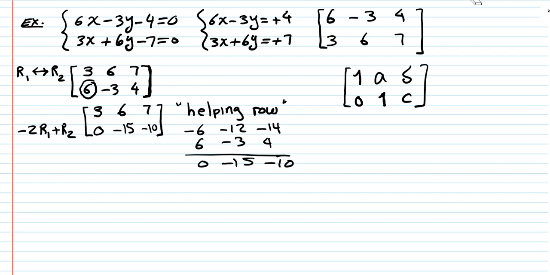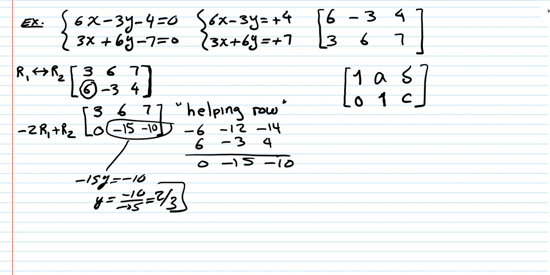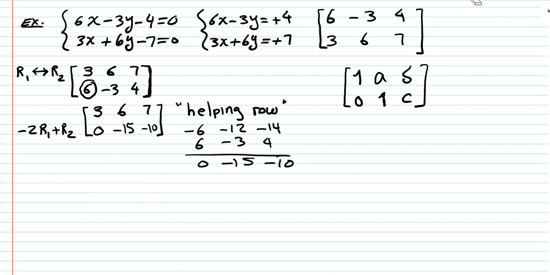And now moving on, by the way, at this point we could solve the system, because this row reads negative 15y equals negative 10, and y would be negative 10 over negative 15, which is 2/3. You see that? So we can solve it. In fact, that is a solution for it, right? But let's do this to where we get the echelon form.